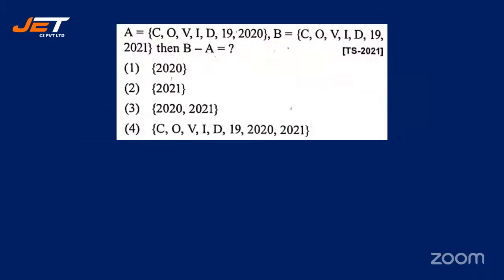Right, now next question. A is equal to {C, O, V, I, D, 19, 20}. B is equal to {C, O, V, I, D, 19, 20, 21}. Then what is B minus A? What is B minus A? I'm sure you all can give me the correct answers. B minus A is nothing but it should be in B, but not in A.